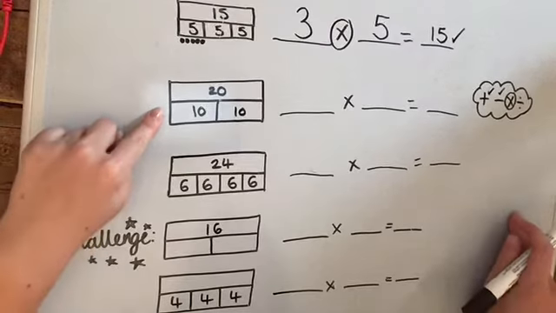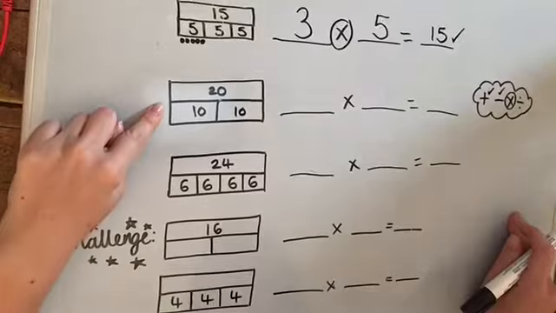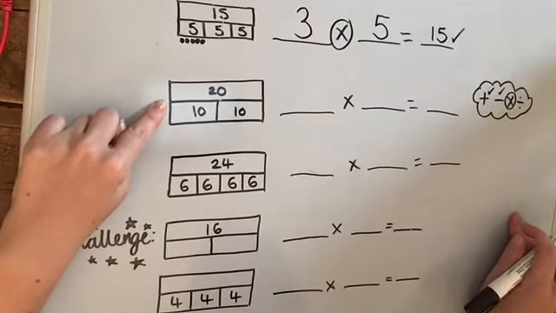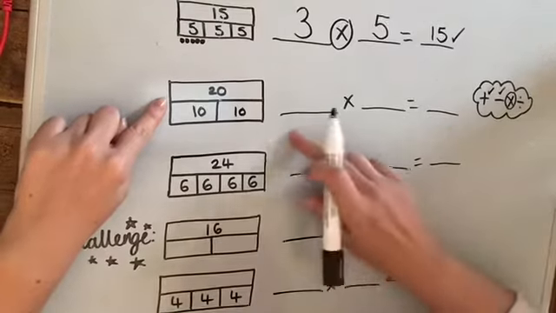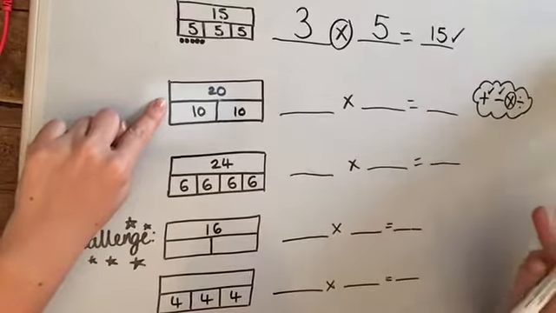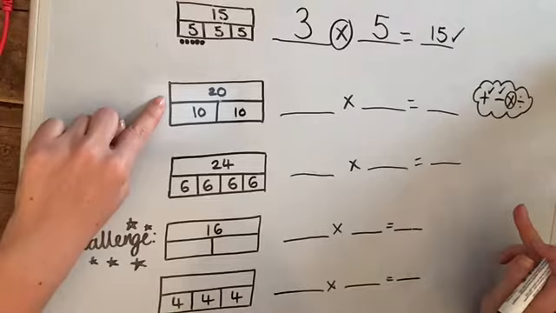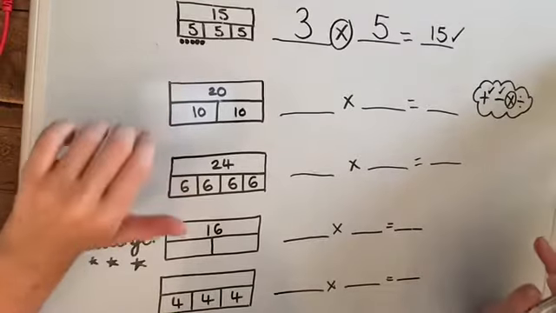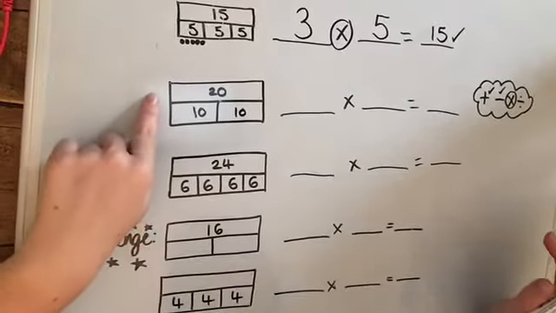Right, next one. I'm going to ask you to pause it in a moment because I want you to look at this one and either just have a think while it's paused or get a piece of paper and a pencil and see if you can work out what multiplication number sentence this bar model is showing. Have a go at pausing now. Right, I hope you paused it. Let's have a look together.